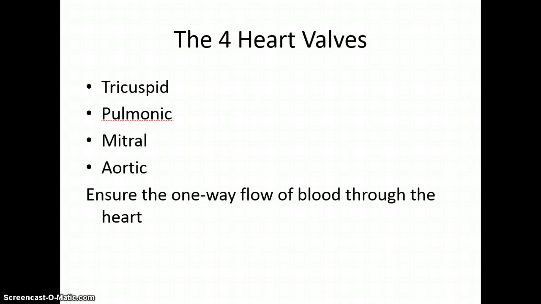As we look then at the valves, some people remember the order of them: "to push me around," TPMA. The tricuspid is between the right atrium and ventricle. The mitral is between the left atrium and ventricle. The pulmonic is after the right ventricle before it goes to the pulmonary system, or the lungs. And the aortic is after the left ventricle before it gets to the aorta.